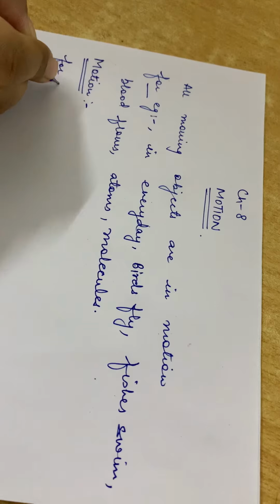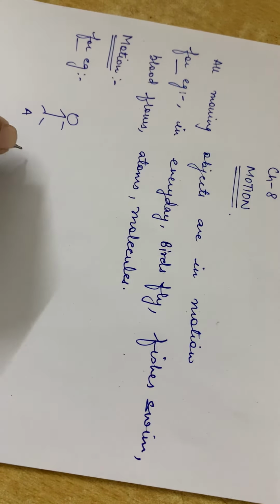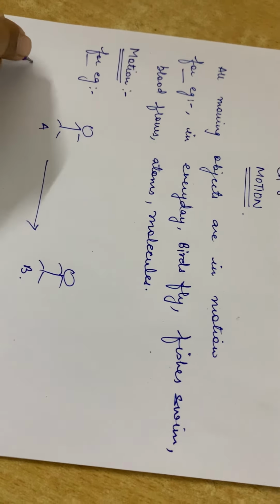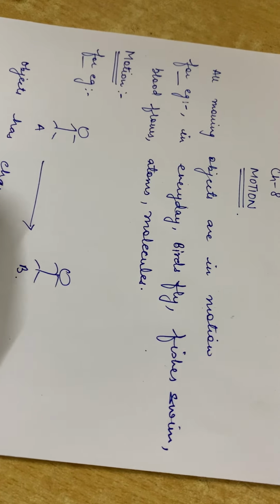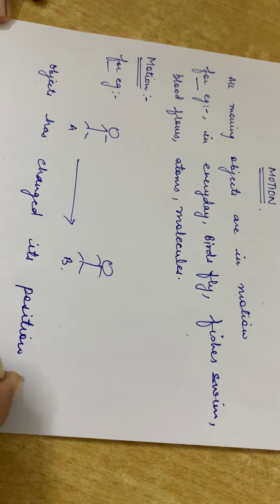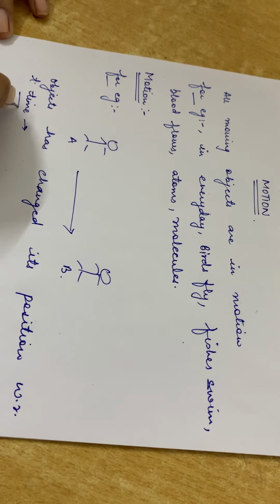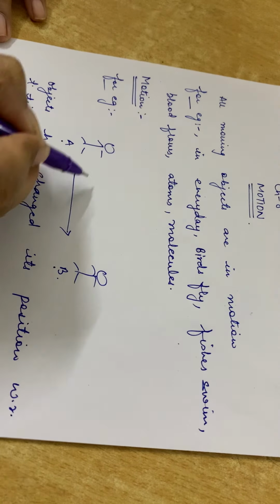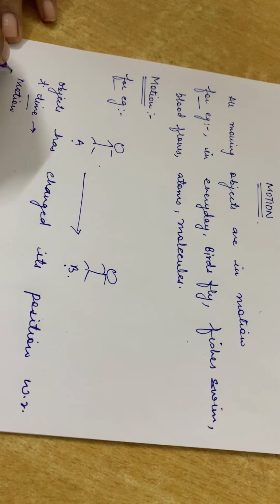For example, an object is standing here at position A. The object will move to position B. We will say that object has changed its position with respect to time. Means that object has moved from position A to position B with respect to time. So we can say that the object was in motion.